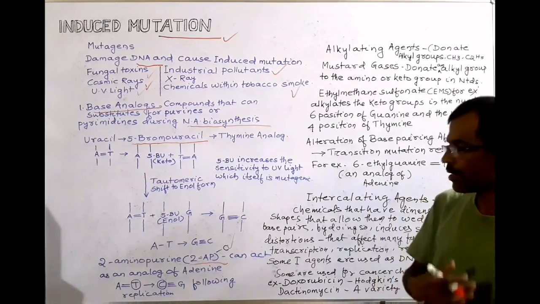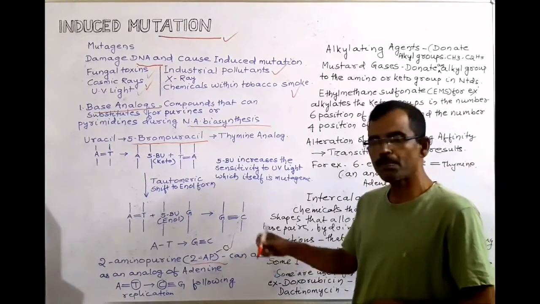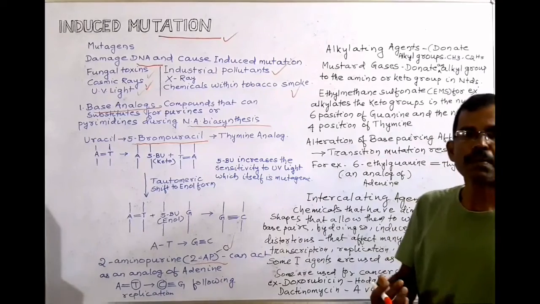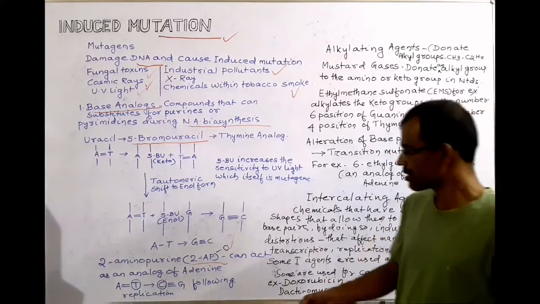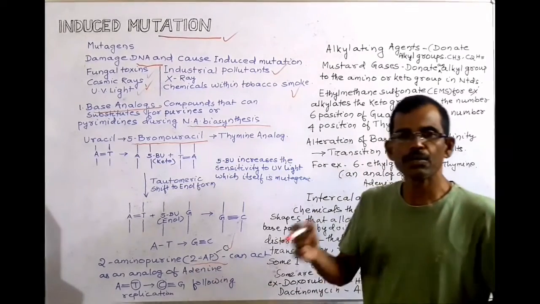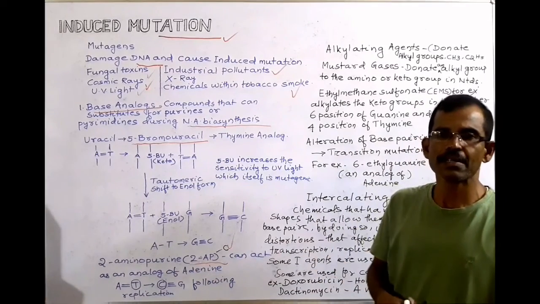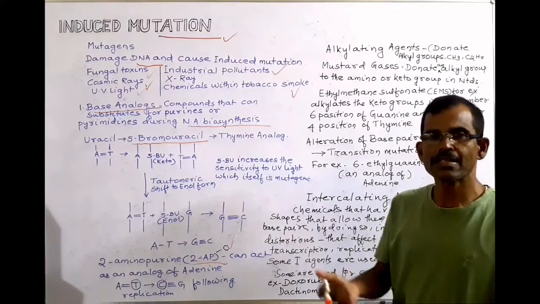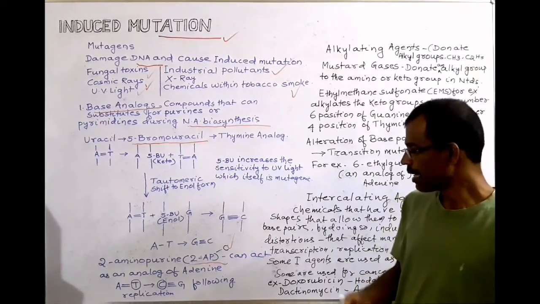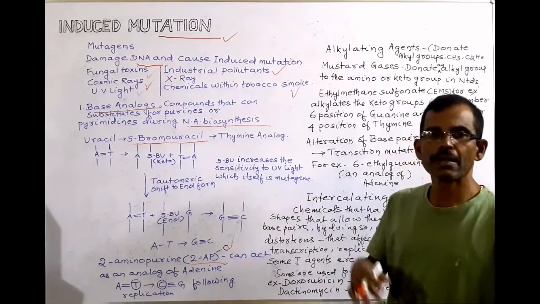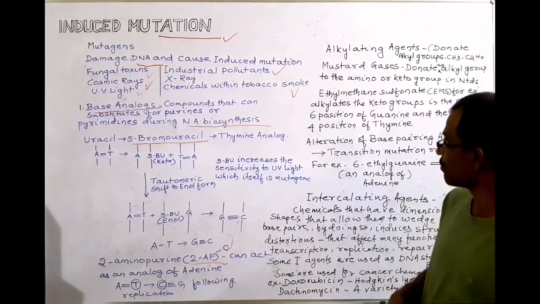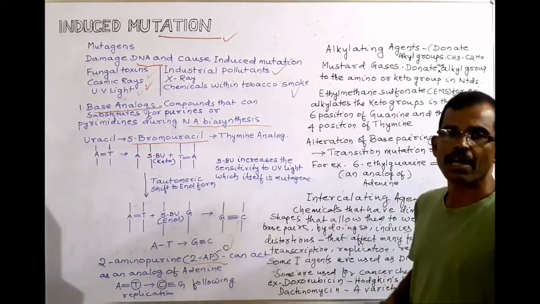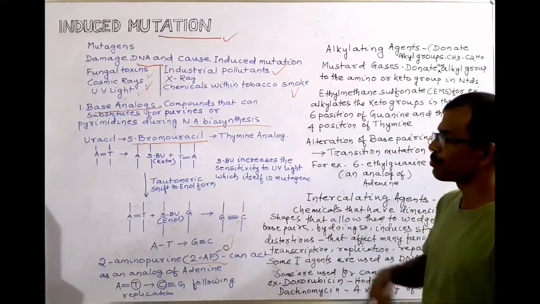Because of the ability of 2-aminopurine to base pair with cytosine, the incorporation of this base analog during the process of replication can cause transition mutation in which AT base pair can be converted into CG base pair following replication. This is about various analogs that cause induced mutation.